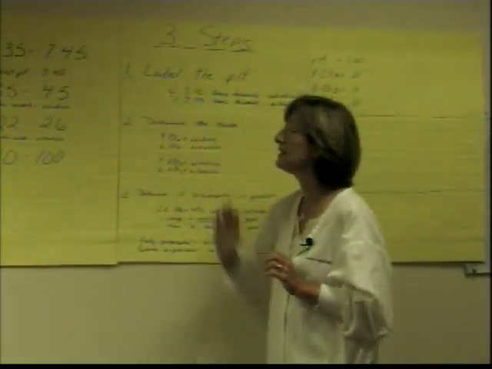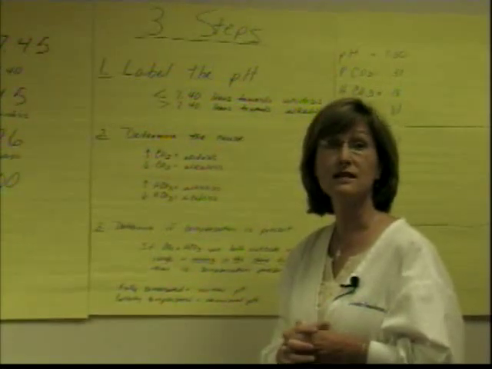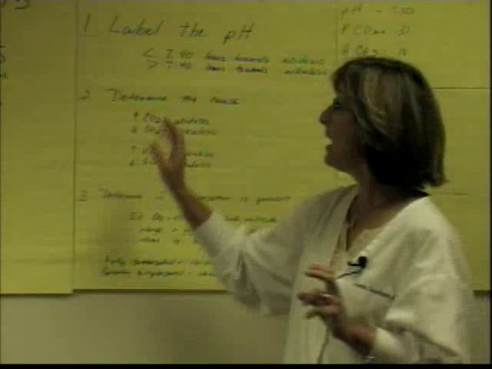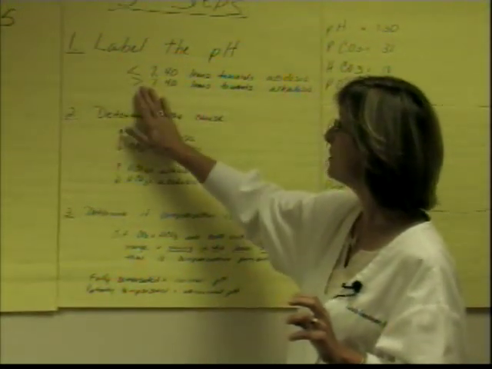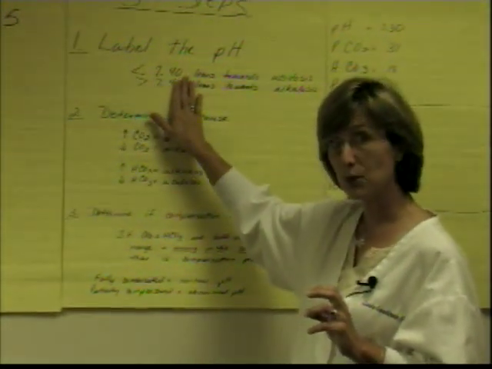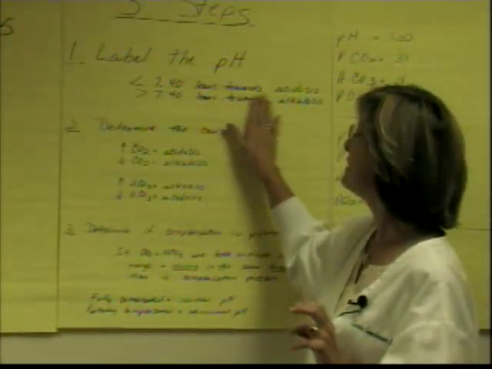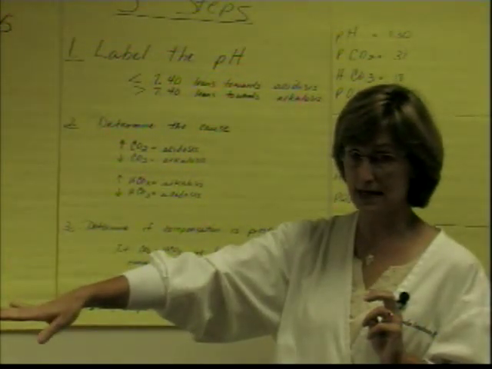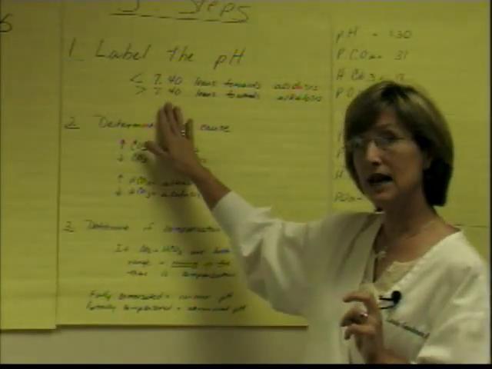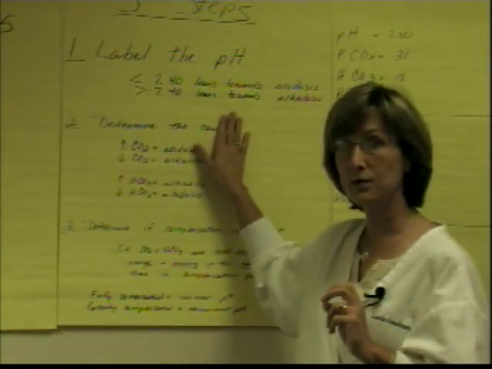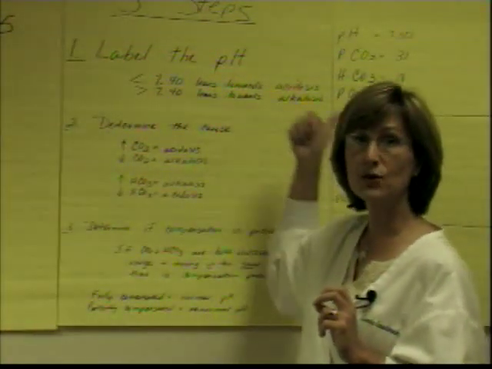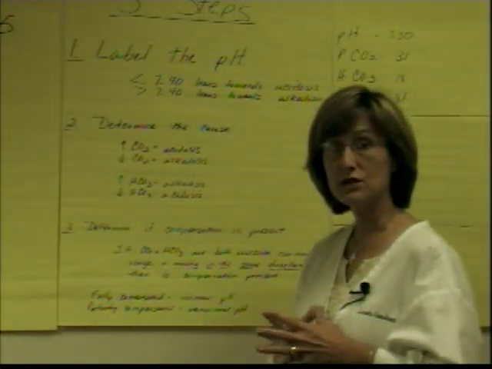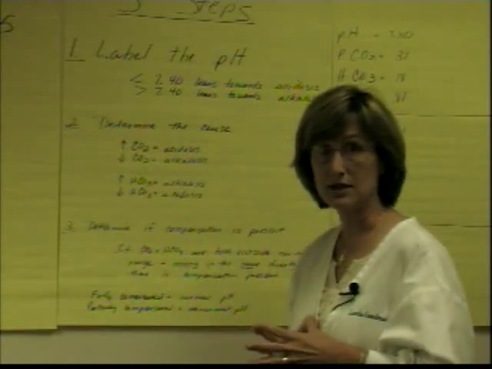The first step in our method is to label the pH. Remember again, we said the perfect pH is 7.40. So if we have a pH on our arterial blood gases that's less than 7.40, then we're going to say that that leans towards the acidotic side of the scale, because low pH means acidosis. If we have a pH that's greater than our perfect pH of 7.40, then we say it leans toward the alkalotic side of the scale. Okay, so that's our first step in interpreting our ABGs, and we're going to do a couple practice ABGs.